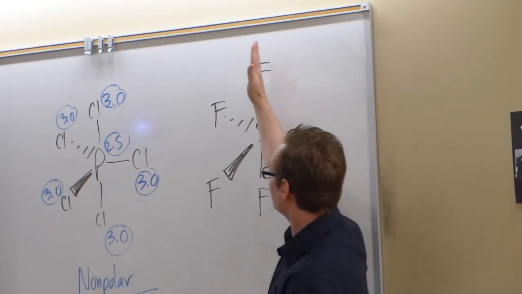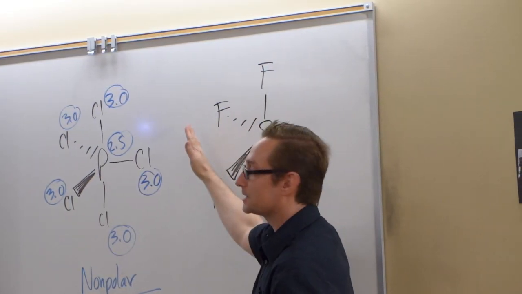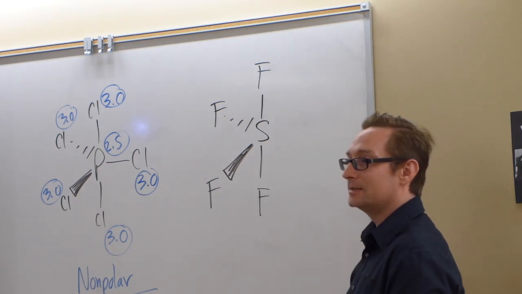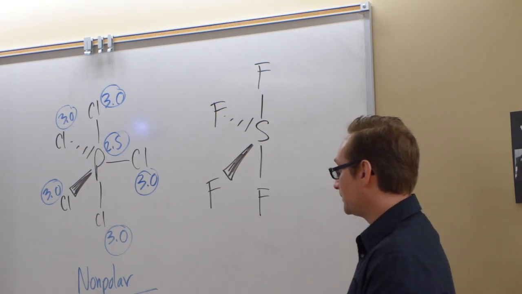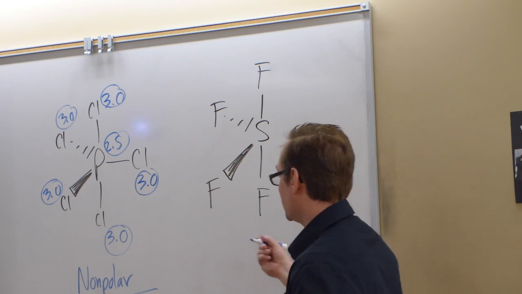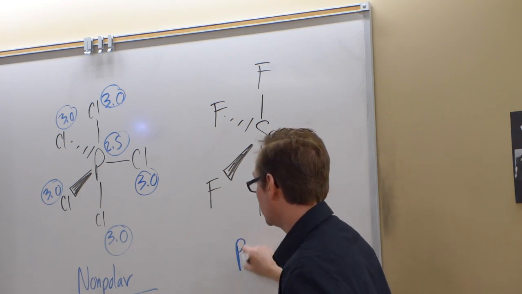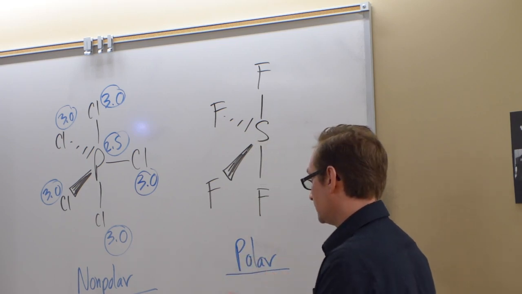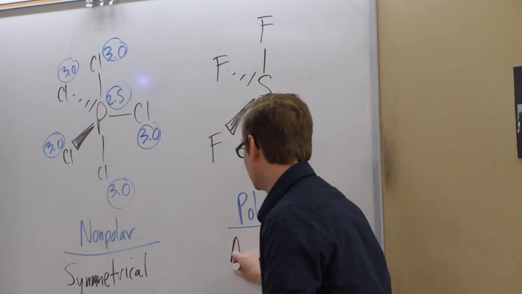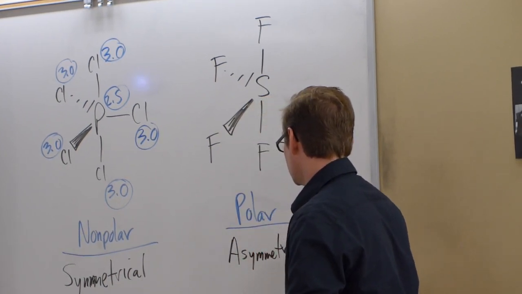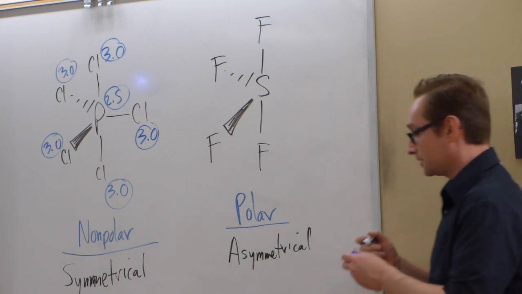If I cut it this way, I get two fluorines on this side and none on that side. So this is going to be asymmetrical. It's going to be an AP. And because of that, it's going to be polar. Okay, so asymmetrical.